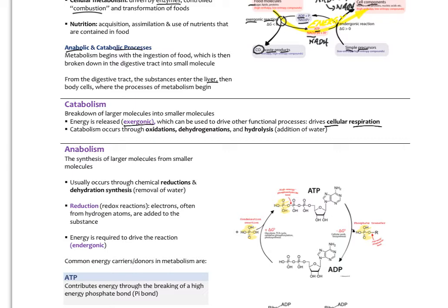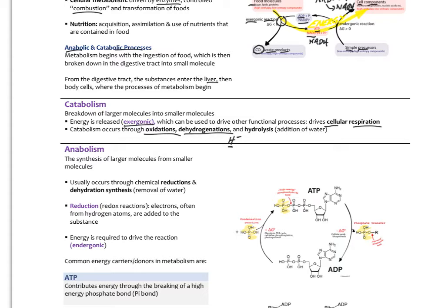Catabolism essentially occurs through a series of either oxidations, remember that's a loss of electrons, dehydrogenations, that's pulling off a hydrogen ion, that's usually what's called a hydride ion, which is a hydrogen with an electron. So it's with an extra electron, so it becomes negatively charged. So that's another type of electron carrier. Or hydrolysis, which is the addition of water. So that's catabolic reactions.